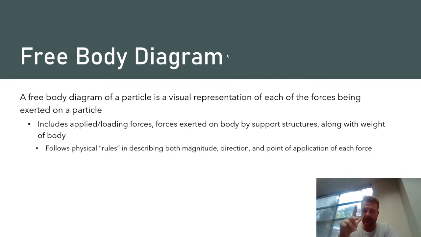When we actually show those arrows on our free body diagram, we want to make sure that we know that forces are defined by three parameters: their magnitudes, their directions, and their point of application. Since it's a particle model, we don't need to worry too much about the point of application. They're all going to be applied to the particle.